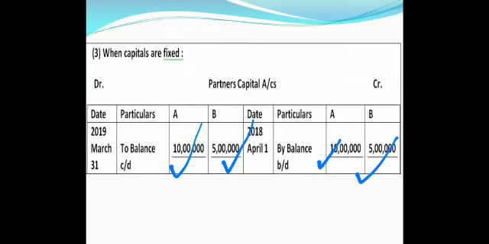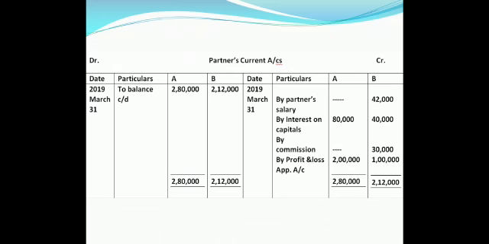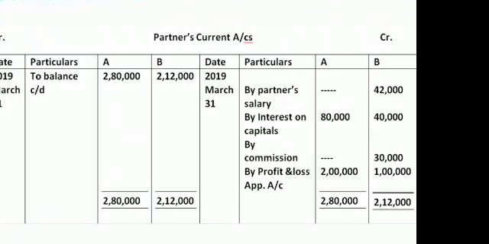So in the capital account, only the balance. Then all adjustments go into the partners' current account. See that carefully: partner's salary, interest on capital, commission, and the distributable profit. To balance carried down, the total here, with no deduction, is 2,80,000 for A and 2,12,000 for B. Now, there may be a possibility that if we have a big amount of drawings on the debit side, we can have a negative balance also. In that case, the balance c/d will be on the credit side rather than on the debit side here.